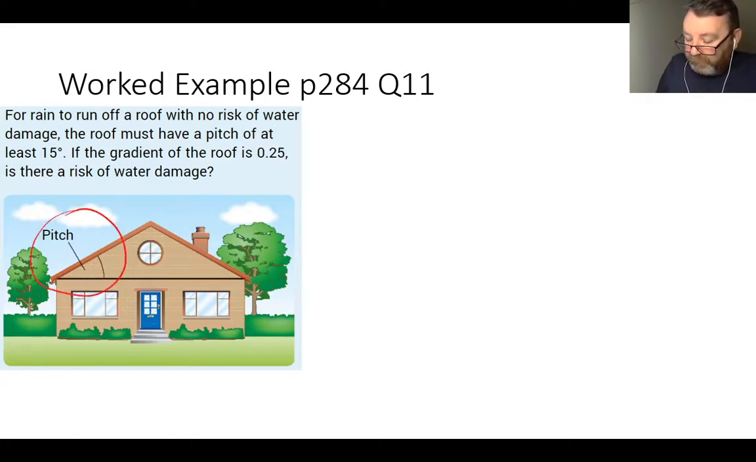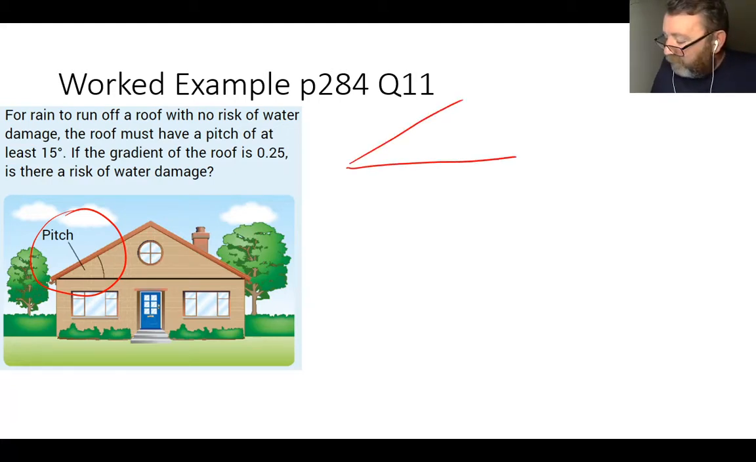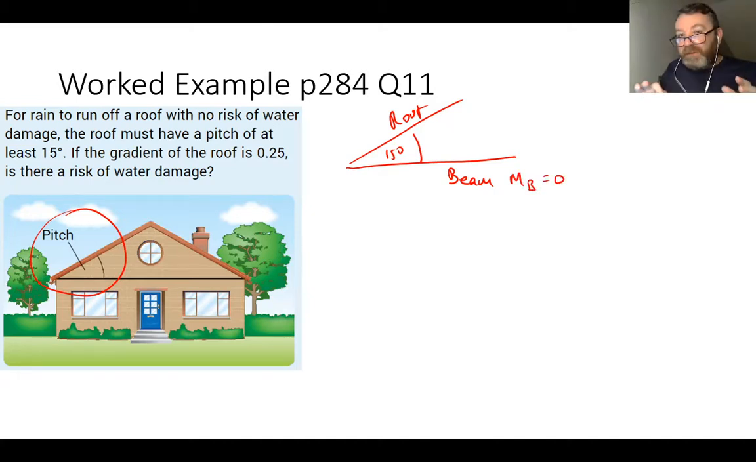There's the pitch, okay? So just let me magnify that up here a little bit. There's the pitch. Now what's the pitch between 15 degrees and here? The pitch is between the roof and this beam. But you notice anything? The slope of the beam is nothing. The slope of the beam is 0 for the very simple reason that it's horizontal. So horizontal lines don't have a slope. But what about the gradient of the roof? Well, that's what we're going to try and find out. What is the gradient of the roof?